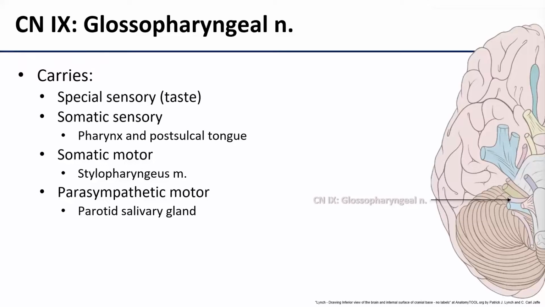The glossopharyngeal nerve, cranial nerve number 9, is another mixed modality nerve. It carries special taste sensation from the posterior tongue and then somatic sensation from the same region and then extending all the way back into the pharynx. It carries just a tiny little bit of somatic motor just for the stylopharyngeus muscle. And then also carries some parasympathetic motor for the parotid salivary gland. So there's that one salivary gland that's not innervated by facial nerve.